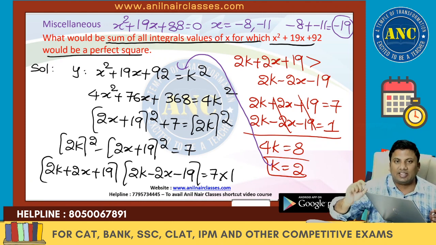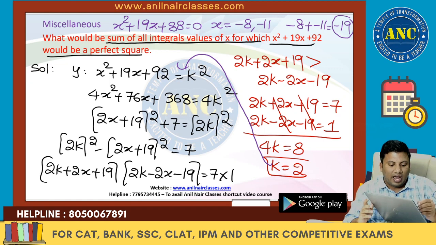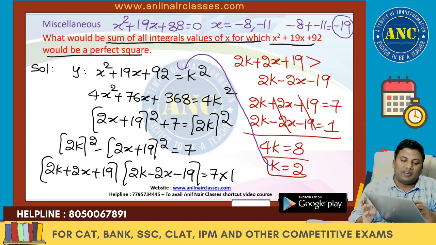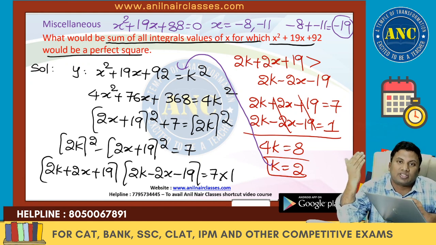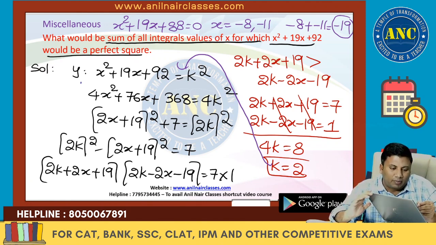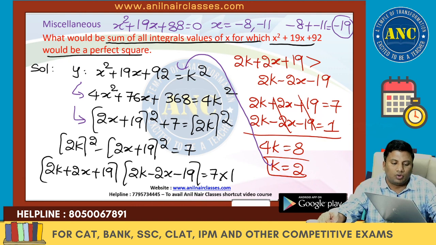Already we discussed in the integral solution, if the degree of the equation is 2, write the equation as a product of two factors. Idea is to get it as a product of two factors, otherwise I will get a fraction, (x plus 19 by 2) whole square. So the idea is to avoid fractions. I multiplied it by 4. So it is nothing but (2x plus 19) whole square plus 7 equivalent to (2k) whole square.